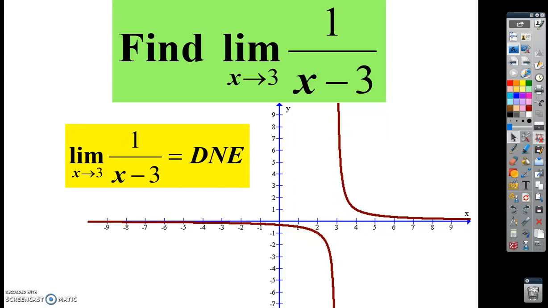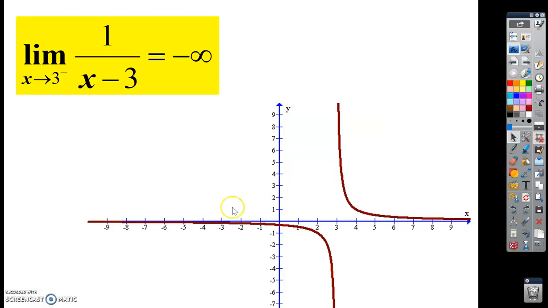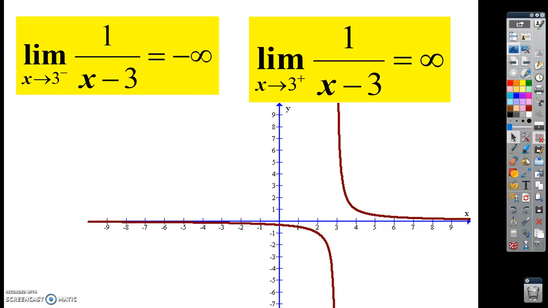We've talked about this particular situation a few times, but what happens if we're only doing it one-sided? If I approach from the left, which is what the 3 with the minus sign means, it just means approaching 3 from the left. That's how you read that. We're going to 3, and we can see we're shooting off the screen down here to negative infinity. And so that limit is negative infinity. But as we approach from the right, we're shooting up to positive infinity, and so that limit is infinity.